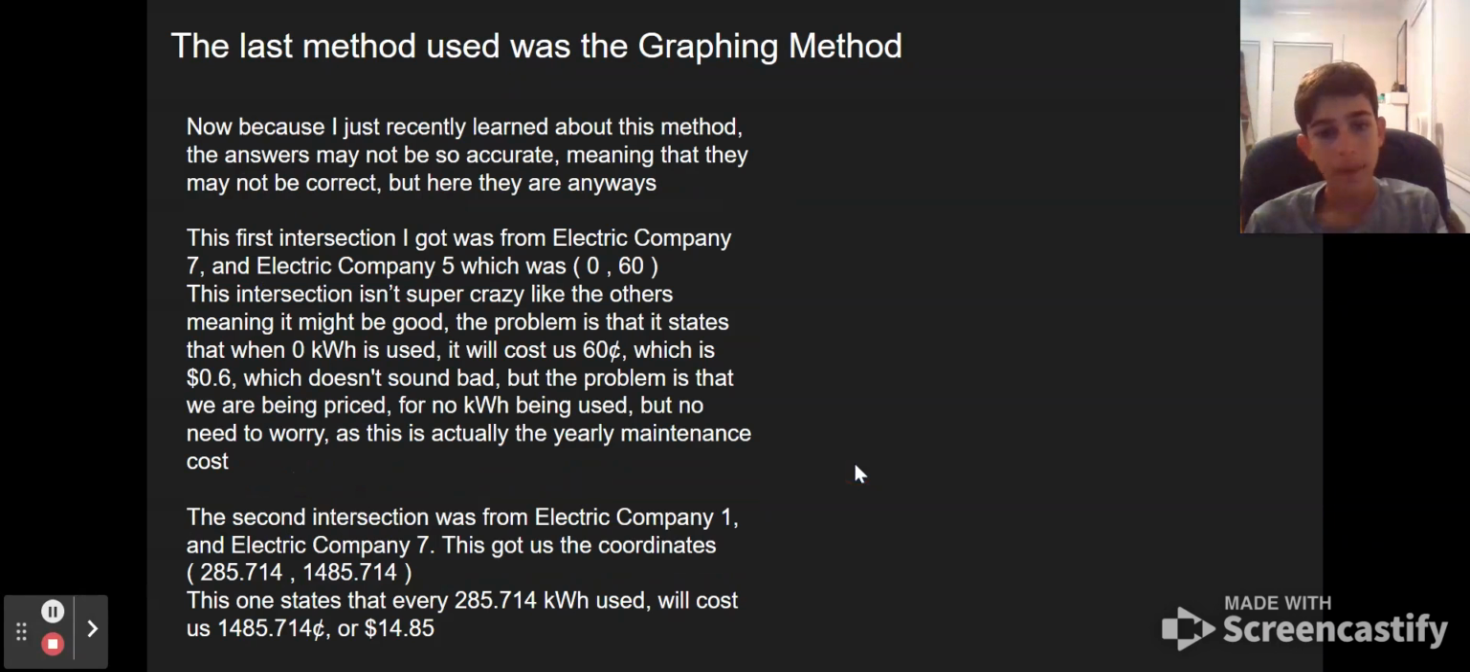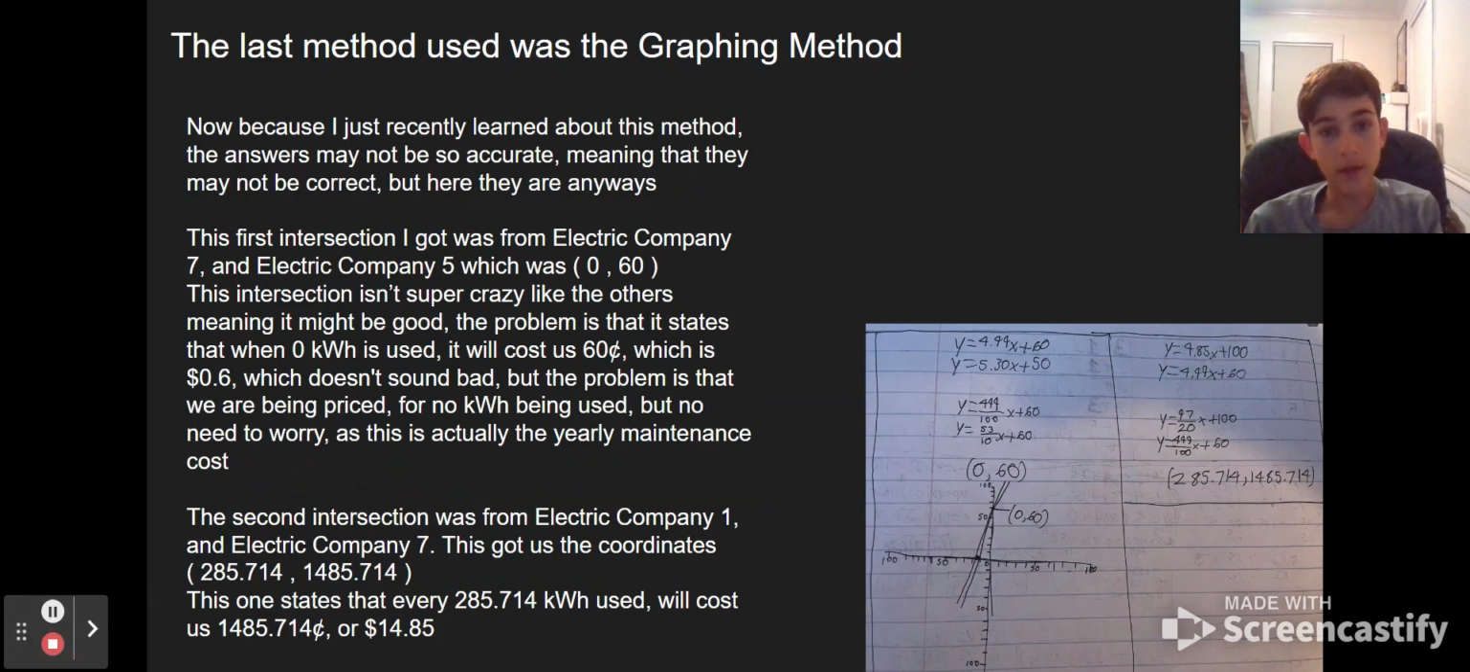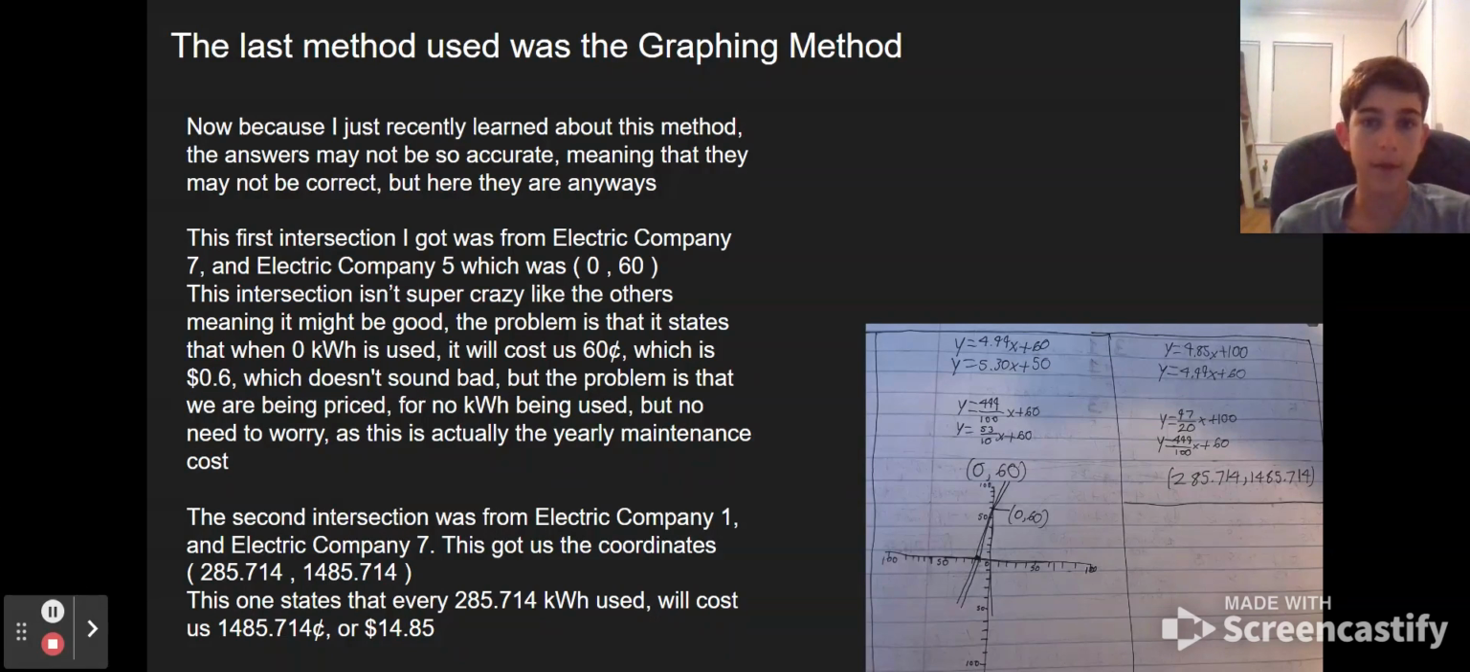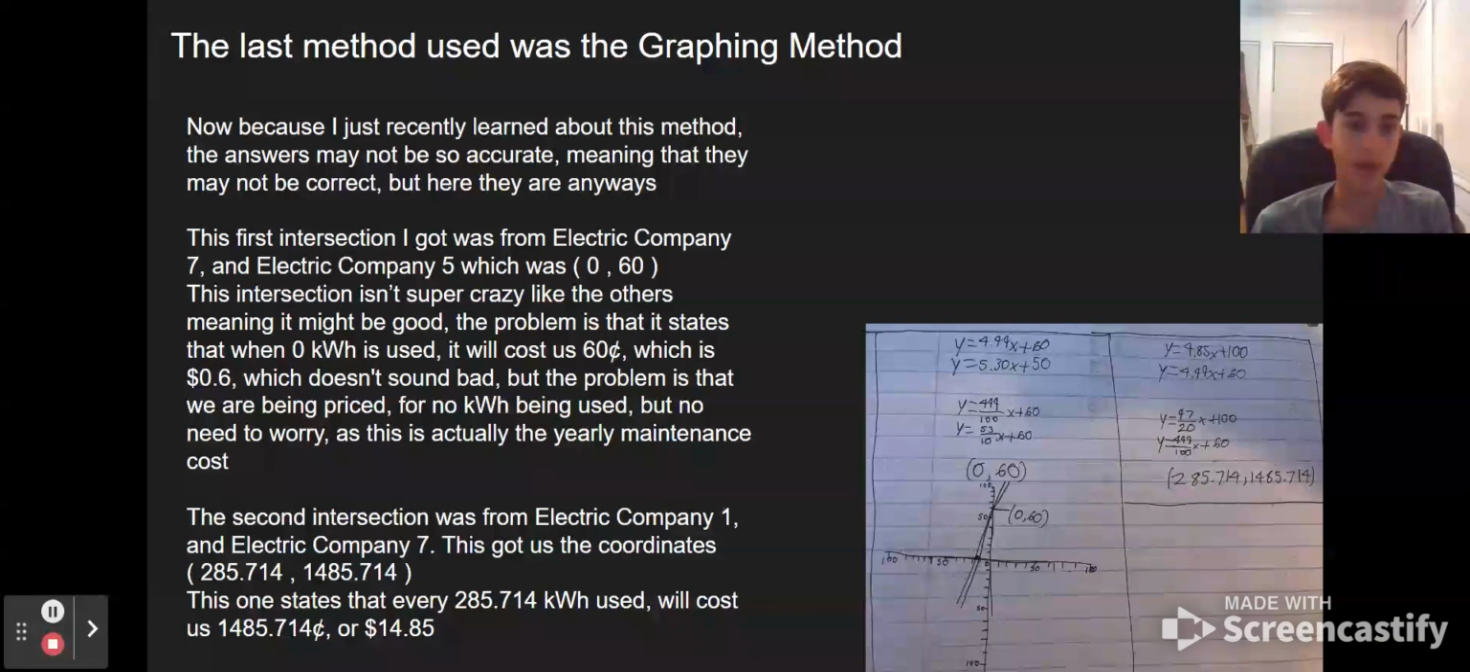Okay. Now, the last method I used was the graphing method. Because I just recently learned about this method, the answers may not be very accurate, meaning they may not be correct, but I did them anyways, just to see if I would get anything interesting.